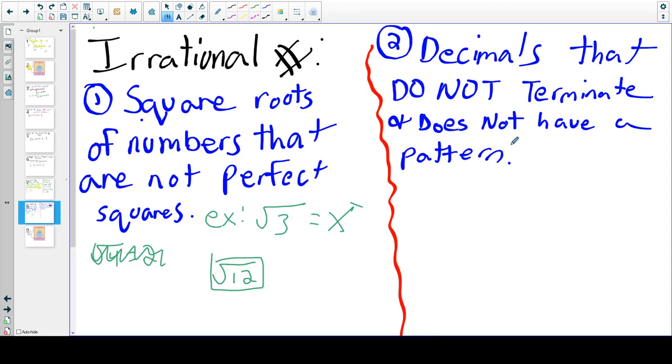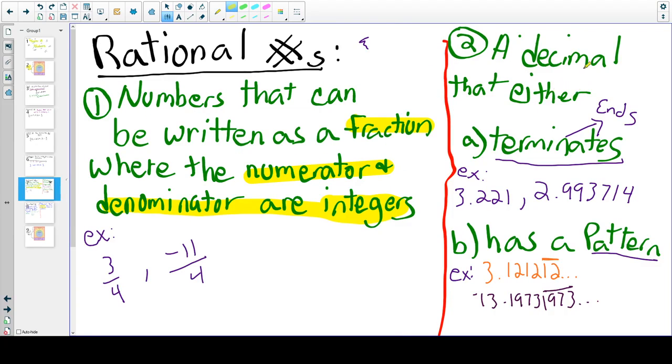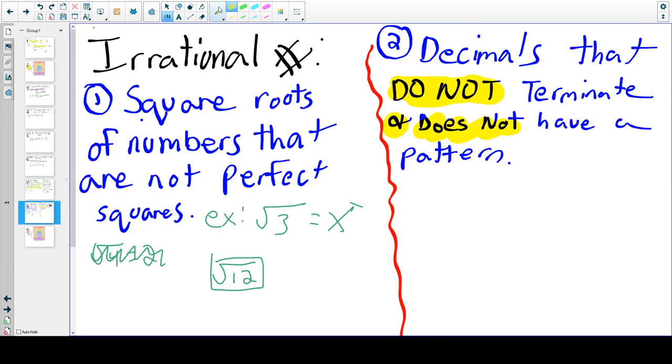Okay? So another way that we can tell if a number is irrational is if the decimal does not terminate, meaning it goes on forever, and does not have a pattern. So previously, rational numbers can be a decimal that either stops or has a pattern. Irrational numbers could be a decimal that goes on forever but does not have a pattern.